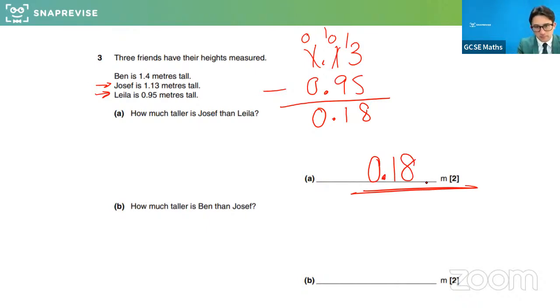And then this time we're comparing Ben and Joseph. So it's the same process again, actually. And I might give you guys a bit of thinking time this time. So it's this time it's a difference between this value and this value. So if you guys want to try that one, let me know in the chat. That would be brilliant. So 1.4 and 1.13. And we'll do the subtraction there.